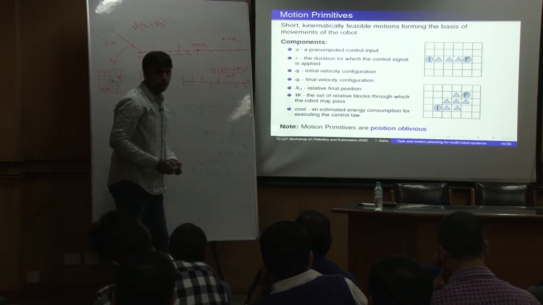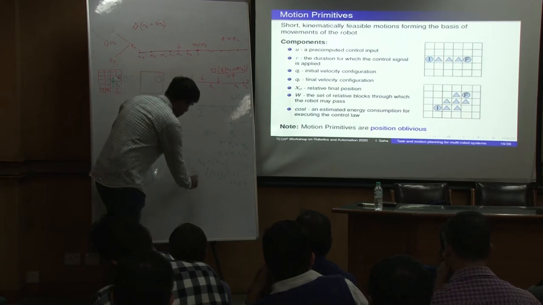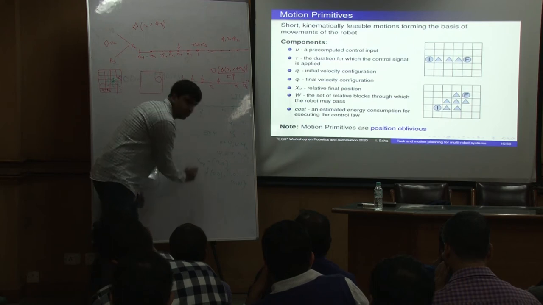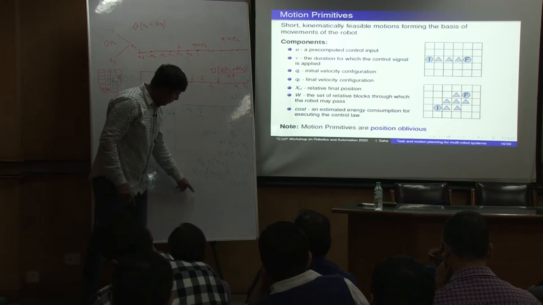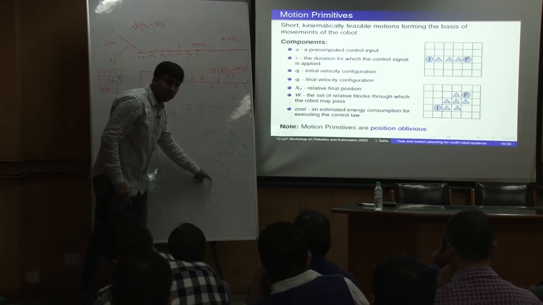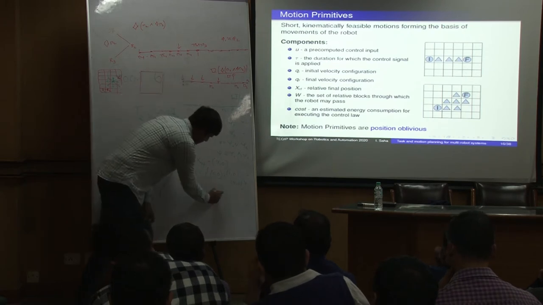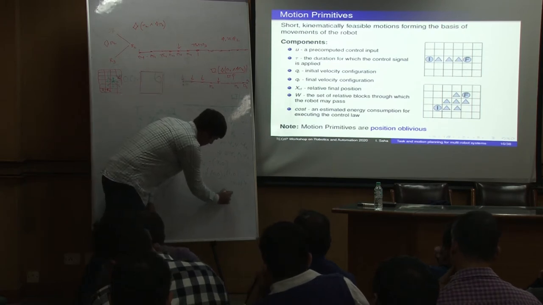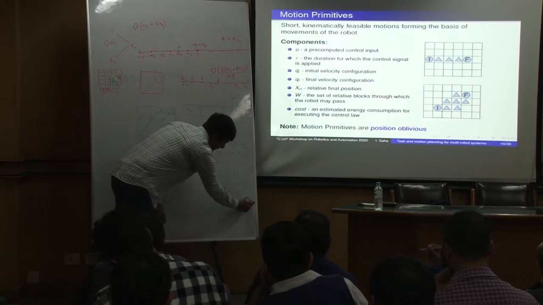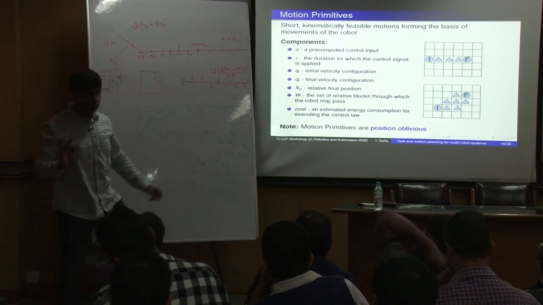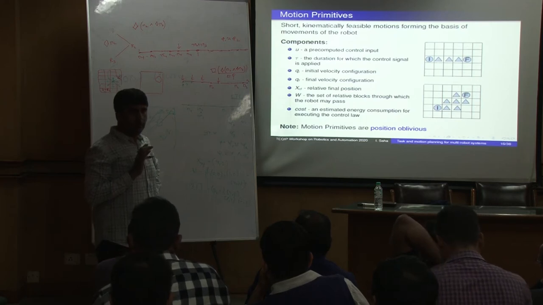So if you want to apply this motion primitive when the robot is at location 3-1, then you know that all the locations related to this 3-1 could be occupied: 3-1, then 4-1, then 5-1, then 6-1.